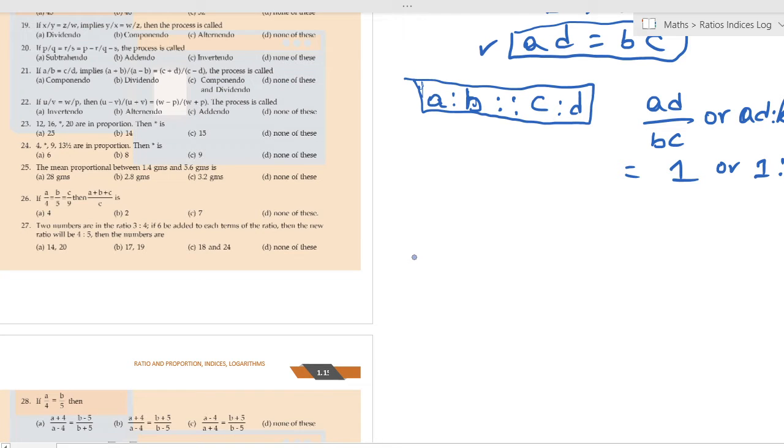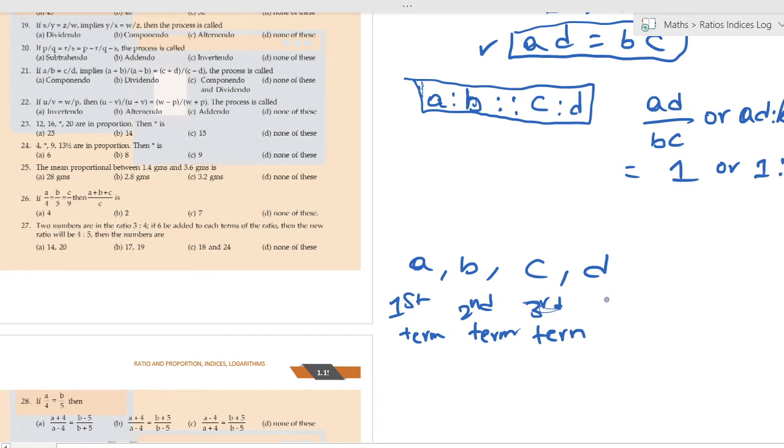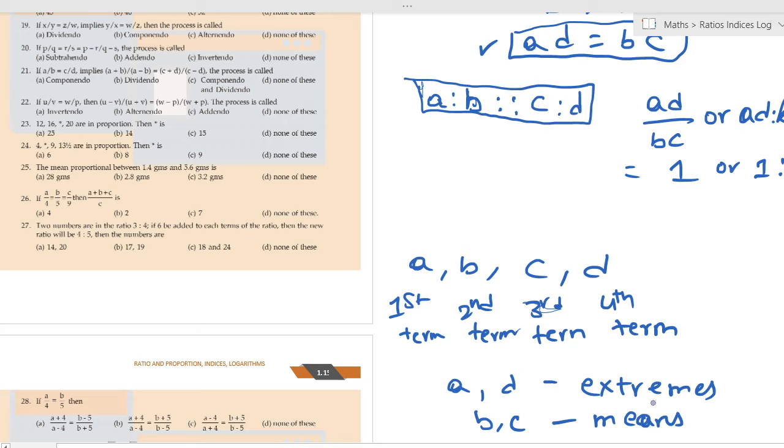So in the proportion A, B, C, D, this is the first term, this is the second term, this is the third term, and D is the fourth term. So A and D are at the extreme ends, right? So these are extremes. B and C are in the middle, hence they are means.